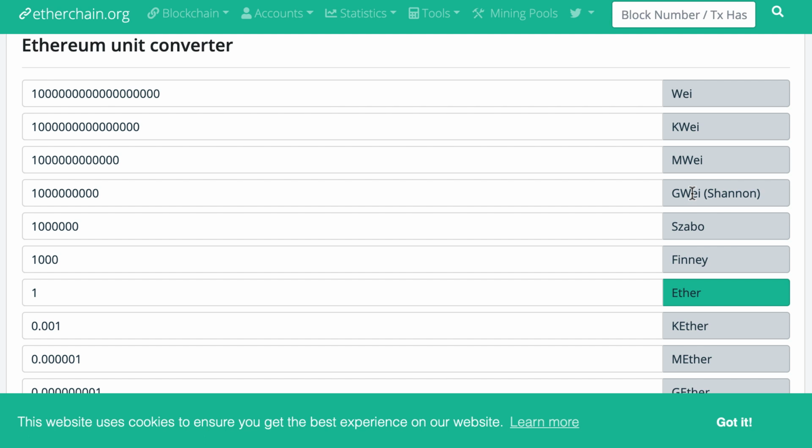But for the other intermediary units like Szabo, Mwei, Kwei, you can forget all of this. So there are actually three things you need to remember here. So Ether, Gwei, and Wei. These are the three most important Ethereum units.